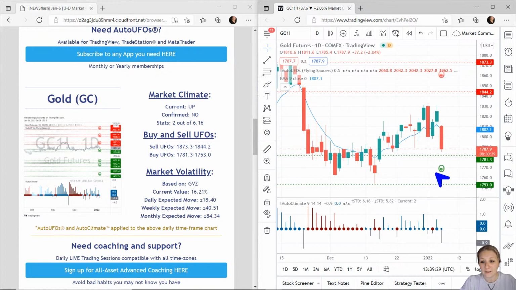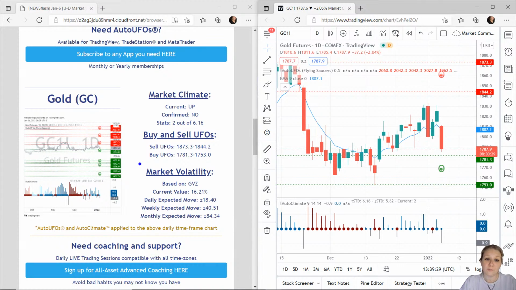Now we do have buyers down here that once they're hit, that could change things. They are between 1781.3 to 1753. Now we would expect if price were to come and hit these buyers, it would be pushed up from there. So we'll see when they hit them, or if they hit them. We have sellers up here further away than the buyers are at 1873.3 to 1844.2. So that's gold. Overall, not enough probability either way. We'll have to wait over the next few days and see what happens with these buyers.